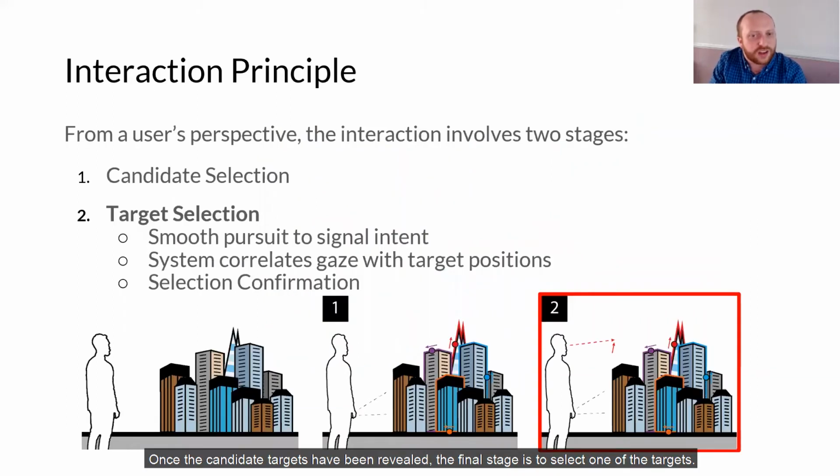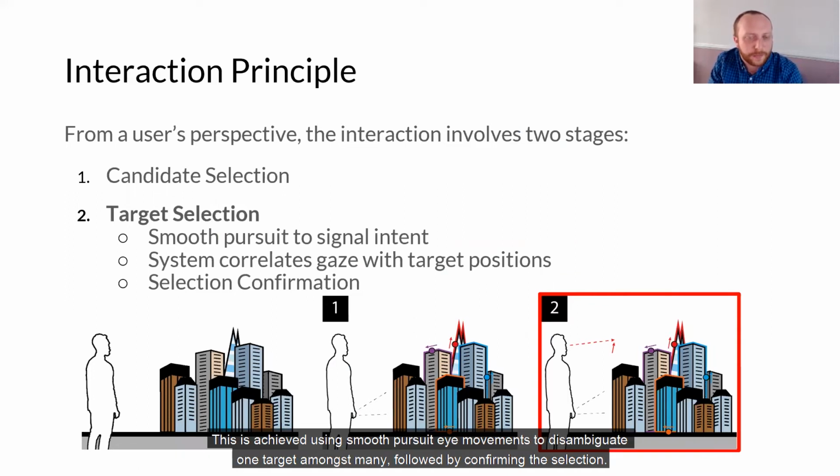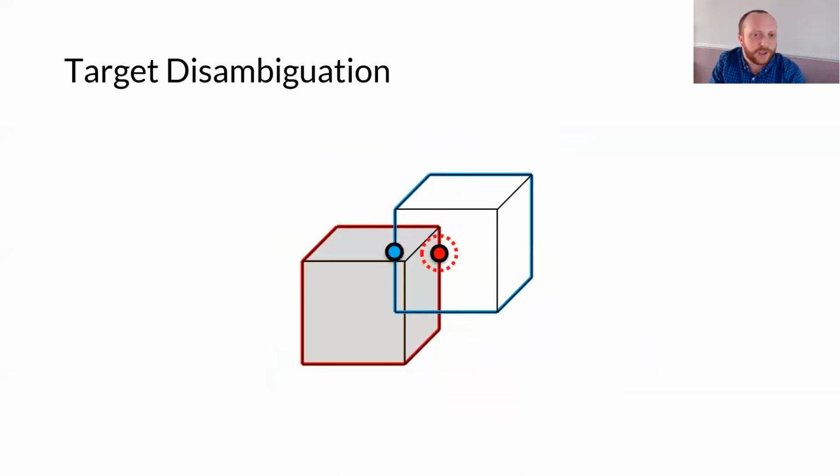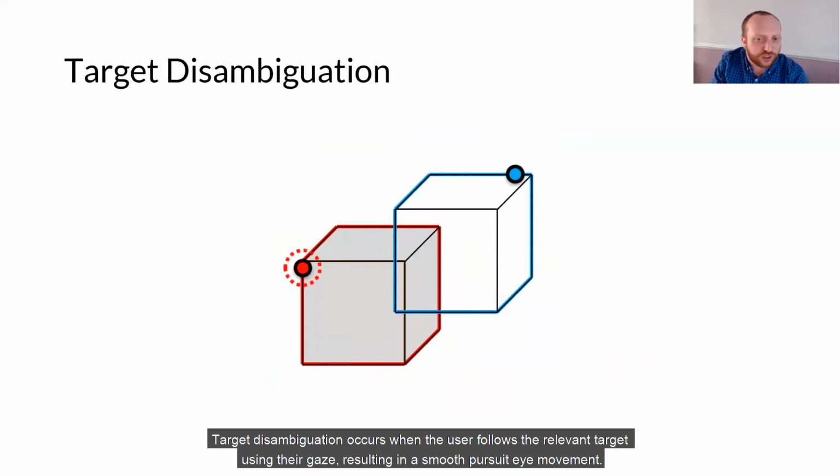Once the candidate targets have been revealed, the final stage is to select one of the targets. This is achieved using smooth pursuit eye movements to disambiguate one target amongst many, followed by confirming the selection. Target disambiguation occurs when the user follows the relevant target using their gaze, resulting in smooth pursuit eye movements.